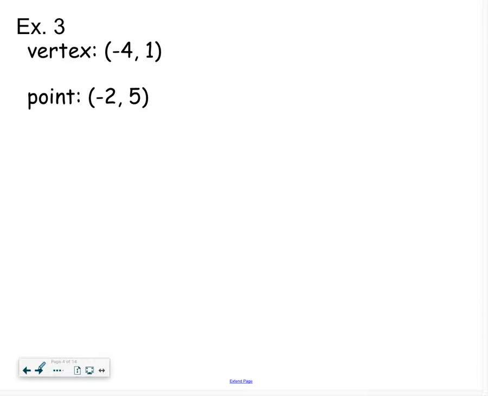Y equals A parentheses x minus h close parentheses squared plus k. Alright, then you want to write out that information. You get vertex is negative 4, 1, and your point is negative 2, 5. So that's not right there. I'll write it over here just to get more space.